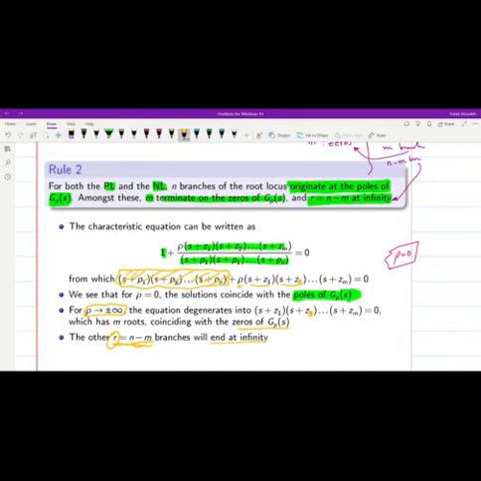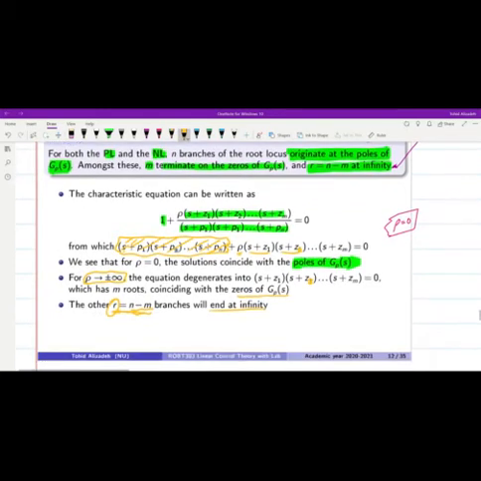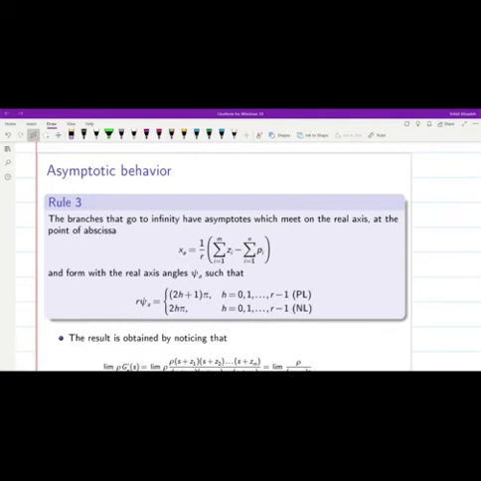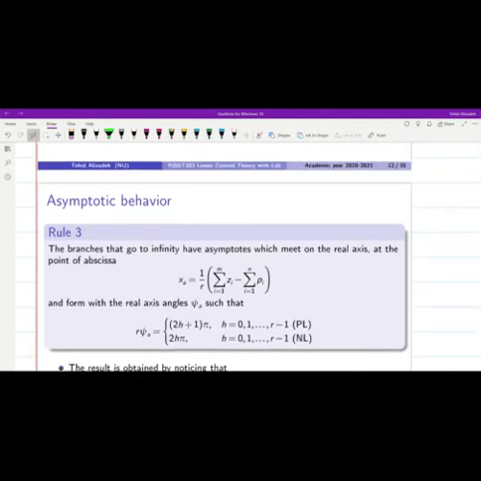Okay, so if we have more number of poles than the zeros, some of the branches will go towards infinity, and the remaining ones will end up at the zeros. But whenever we have more poles than the zeros and we have branches that go towards the infinity, these branches will approach the infinity using some asymptotes. So there will be some asymptotic behavior for the branches, and those asymptotes will meet on the real axis at some point, which we call the point of abscissa.